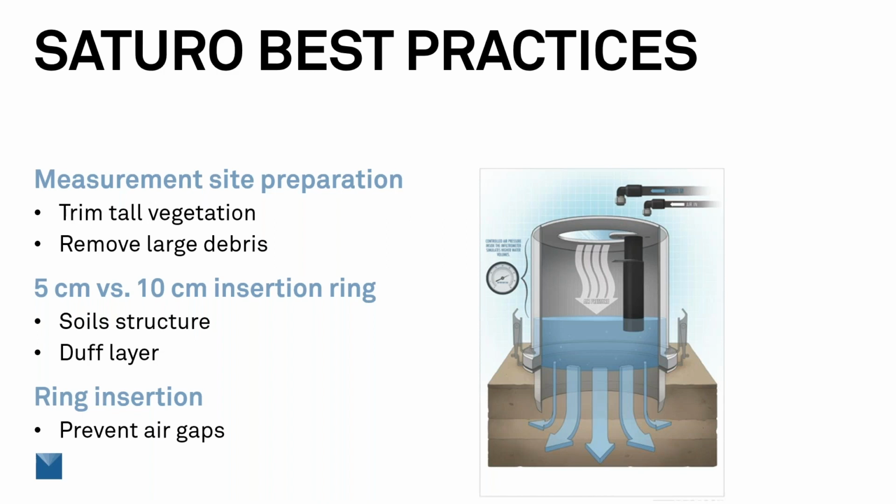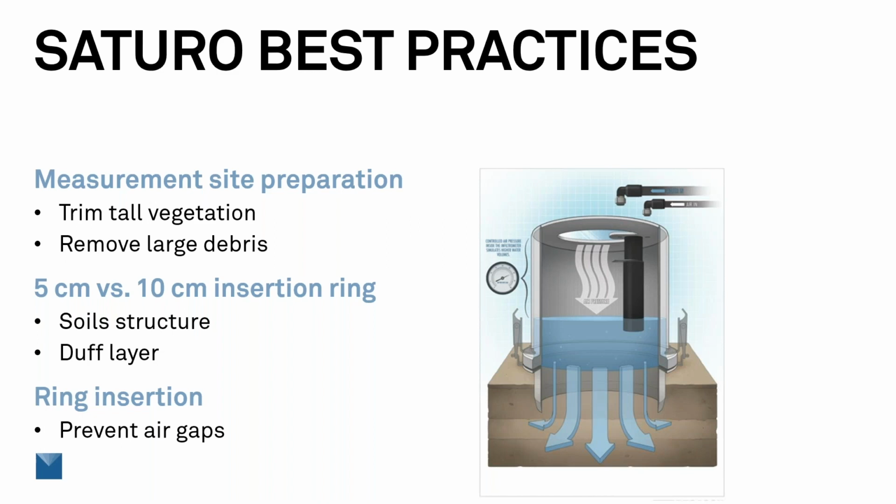But for structureless soils like sandy soils, or soils that were recently plowed, we're probably going to want to use a 10 centimeter insertion ring, because that's going to help the soil hold up better to us trying to infiltrate water into it. And there's going to be less likelihood of any bypass flow being created as the water moves through the soil, potentially disturbing the soil.